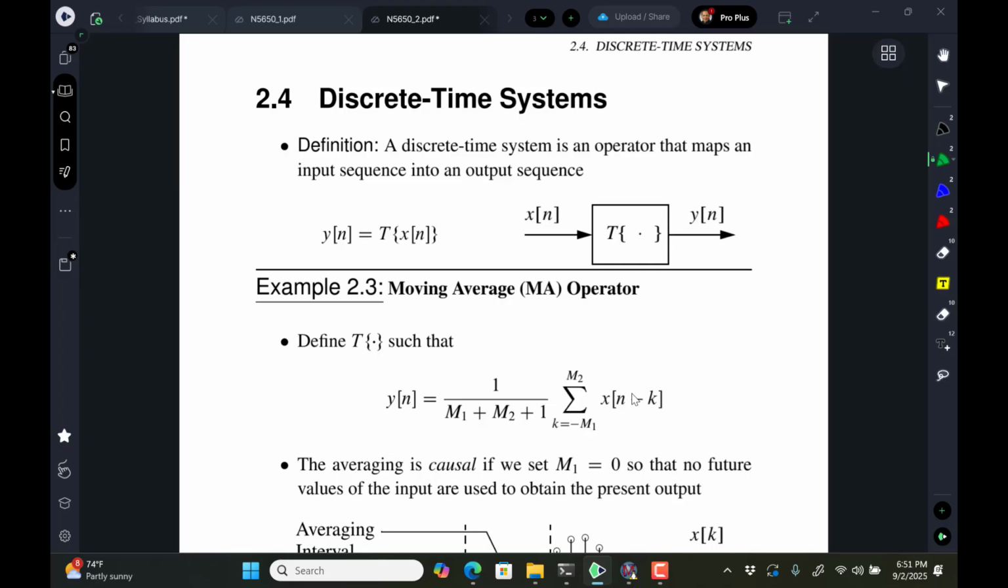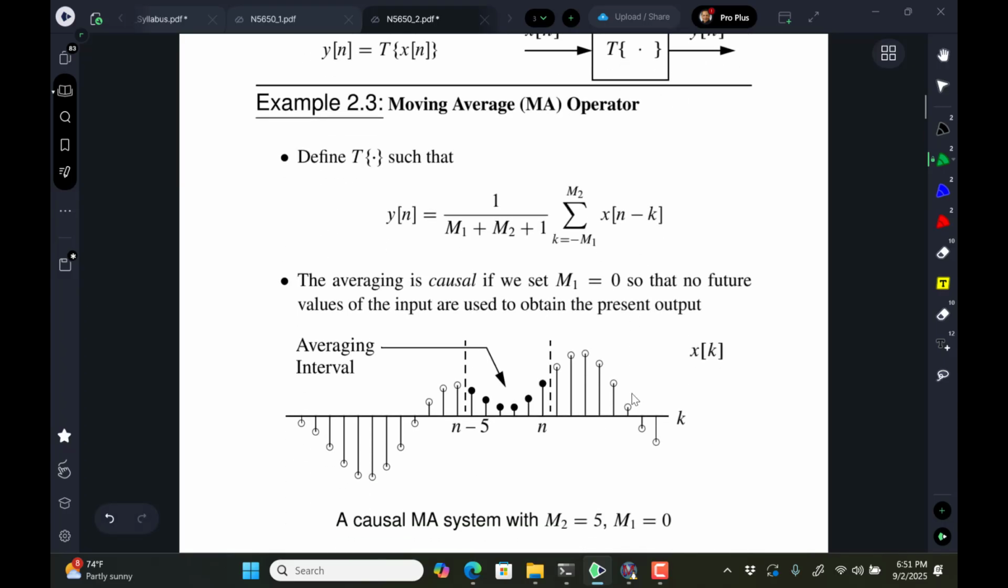It's just something that operates on the input sequence to produce a corresponding output sequence. T doesn't mean it's linear. The book later changes to L if it's a linear time invariant system, but T is just some remapping of the input points to the output points. A simple example is the moving average. This is a favorite in signal processing. It's a favorite, I think, in stock market economics or something.